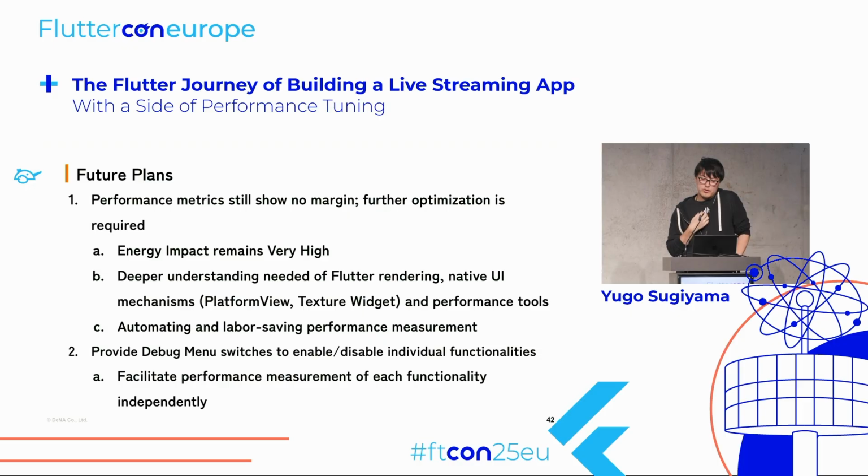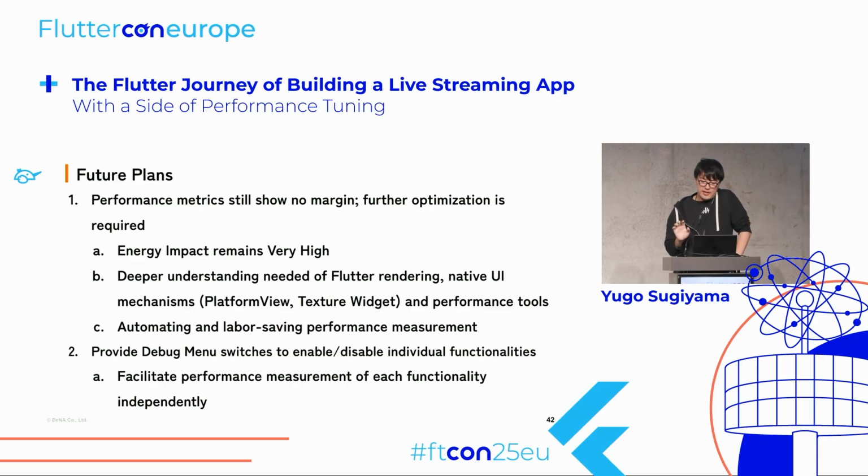And we improved the performance, but there are still areas that need adjustment. For example, the energy impact remains very high, which means that there is still room for further optimization. To address this, we need to better understand Flutter's rendering pipeline and native UI mechanisms such as the platform view and the texture widget. Then this will help us identify the remaining bottlenecks.